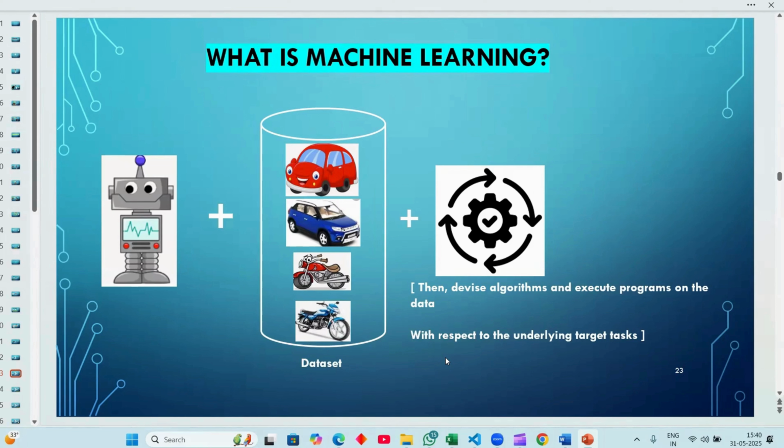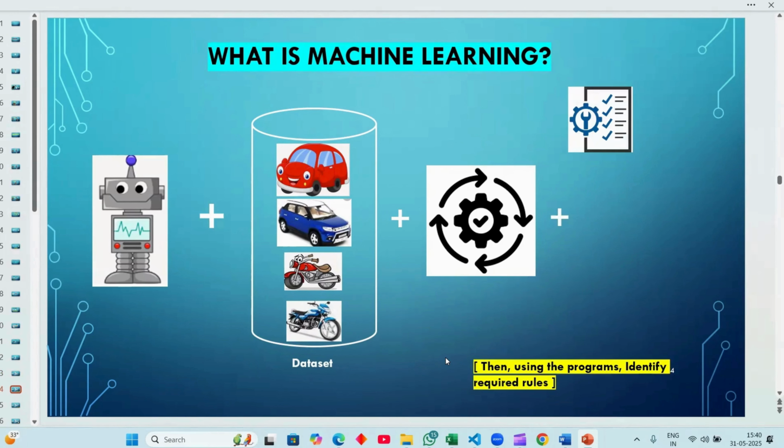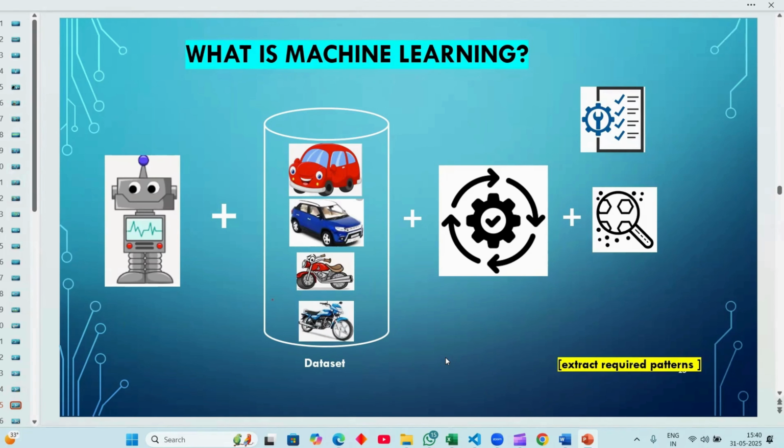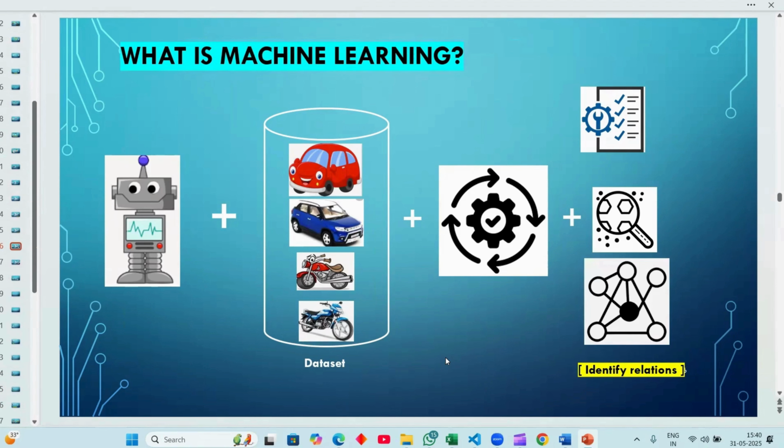With respect to the underlying target task, which assigns the particular task. Okay, after that, using this program, it identifies the required rules. It satisfies the test cases or required rules. After that, it generates a clear pattern. It identifies the pattern, and in analysis, it analyzes the relationship between the objects.